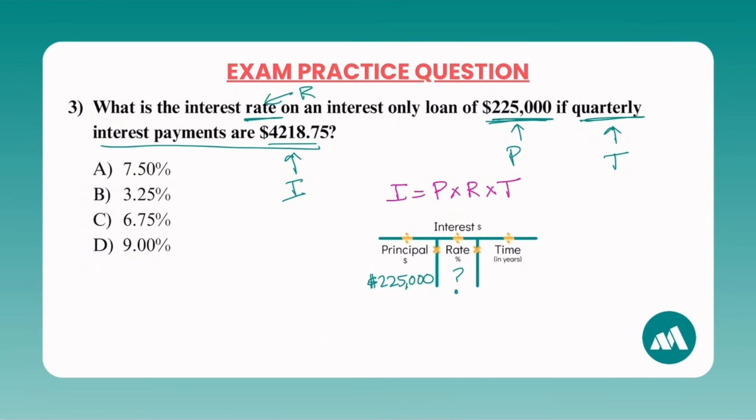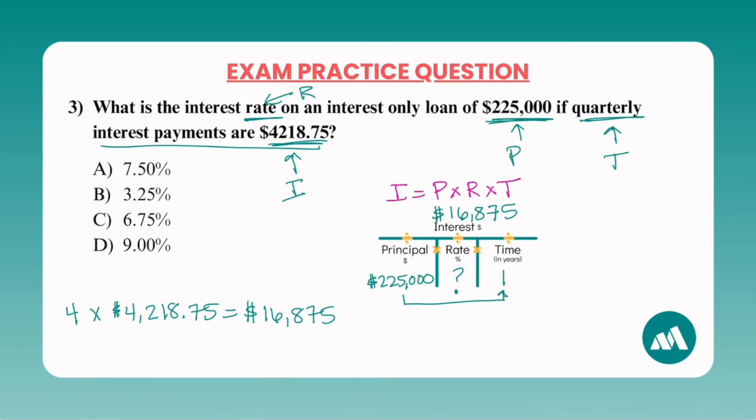Quarterly interest payments of $4,218.75. Let's multiply that by 4. So 4 times $4,218.75 is going to equal $16,875. So that is the total interest that was paid for the year. So I will put that in this interest column. Now time is 1 year. Now we know that 225,000 times 1 is just going to leave it 225,000.